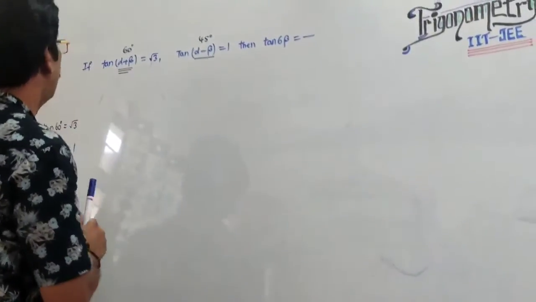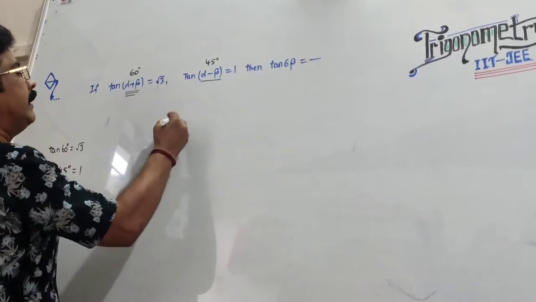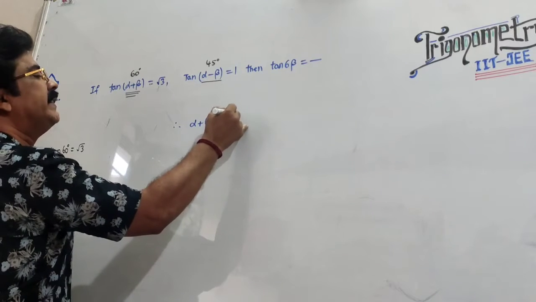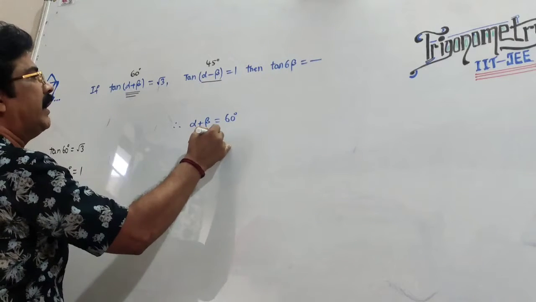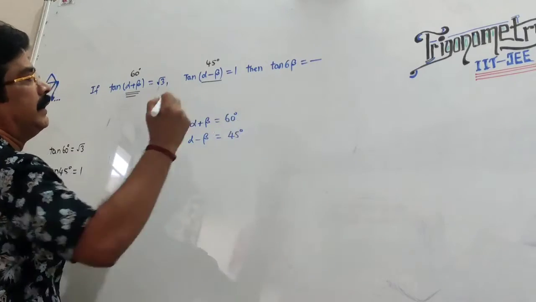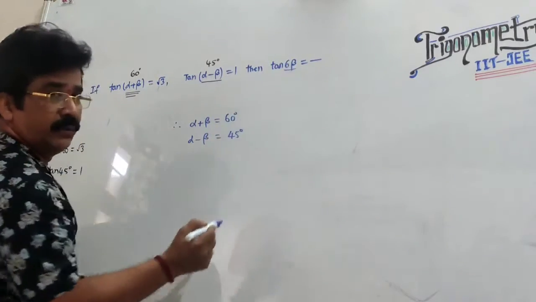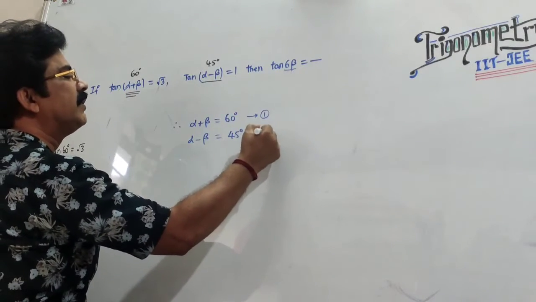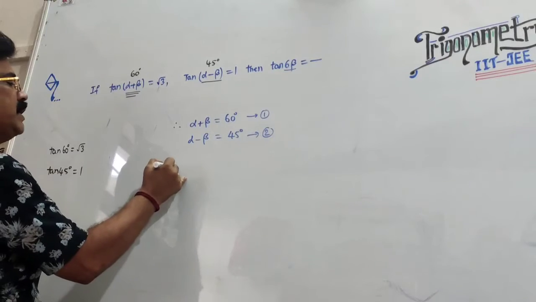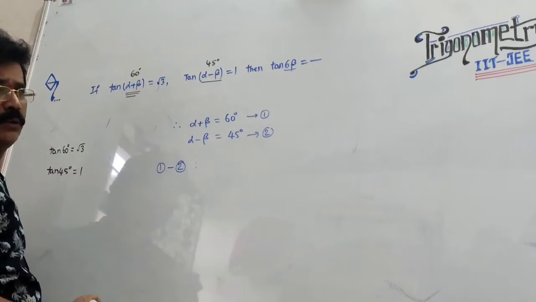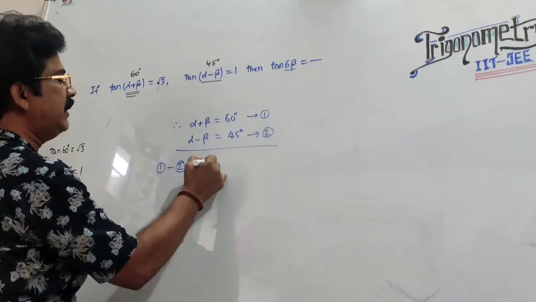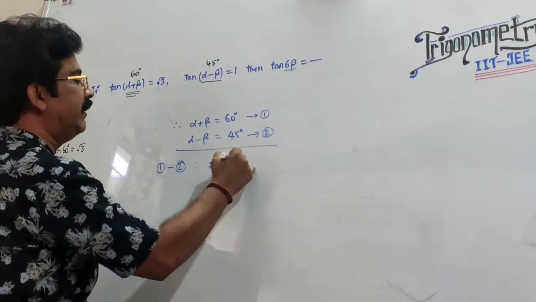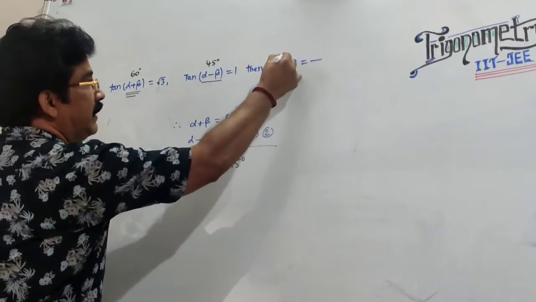Therefore alpha plus beta equals 60 degrees, alpha minus beta equals 45 degrees. We want the beta value, understand? Let this be equation number 1, this is equation number 2. For beta, do equation number 1 minus equation number 2. So therefore alpha cancels. Then it is 2 beta equals 60 minus 45. It is 15.